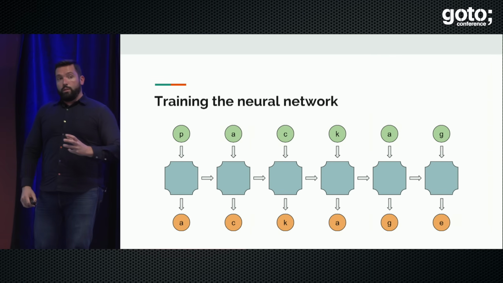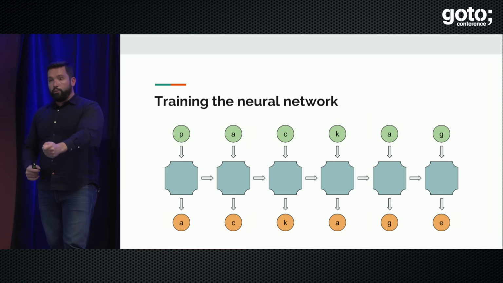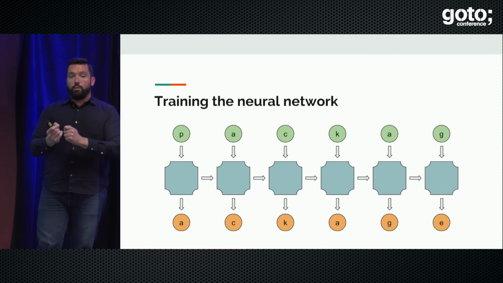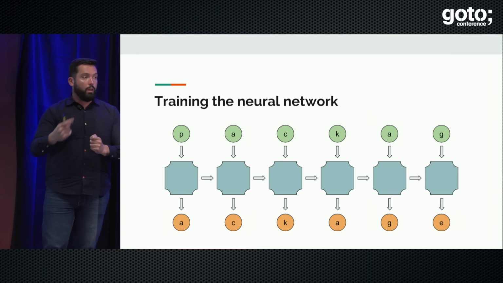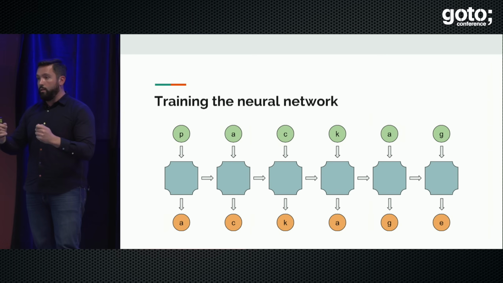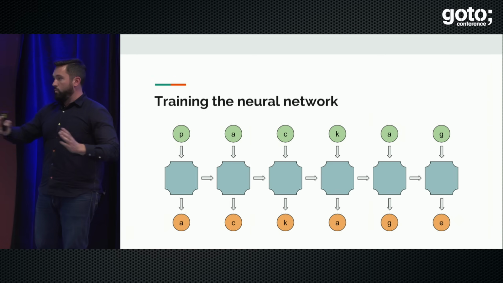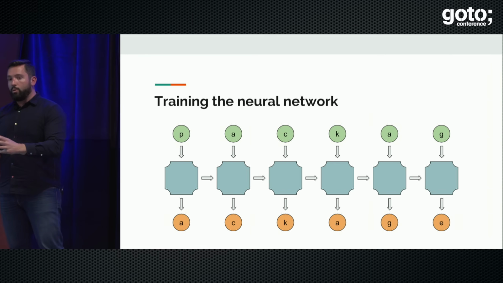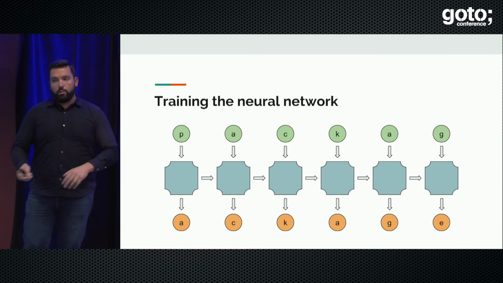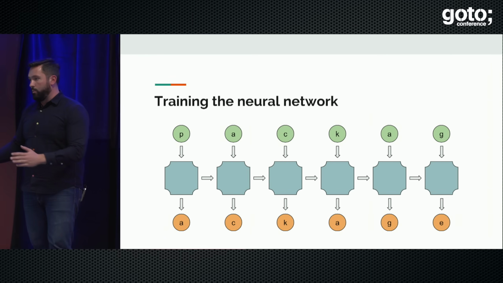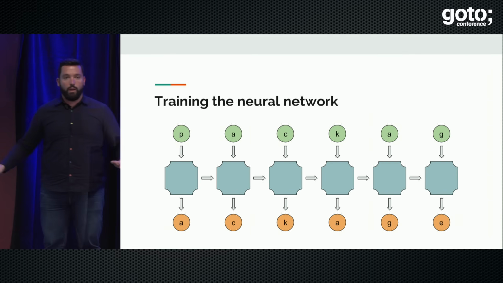The way we're going to do this is give the first letter, get the output, and ask, is this correct? Well, no. Then we do backwards propagation and retrain the neural network until, for every single letter we give, it's more and more accurate to what we expect. So that's basically backwards propagation, gradient descent, neural networks, basic stuff.